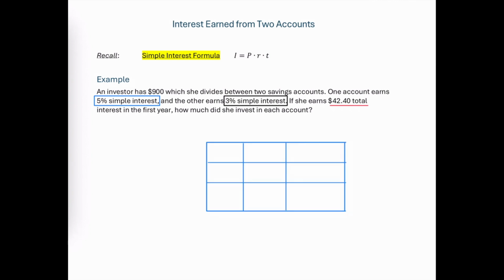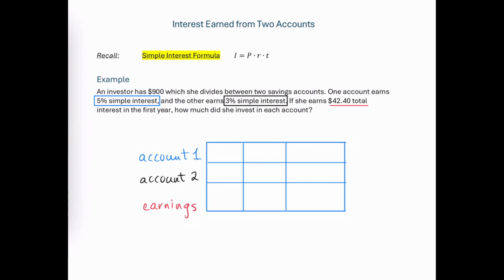Let's begin by getting organized using a 3x3 box. The first row is going to contain information regarding the first account. The second row will be where we put information regarding the second account, and we'll put any information regarding the earnings in the third row.